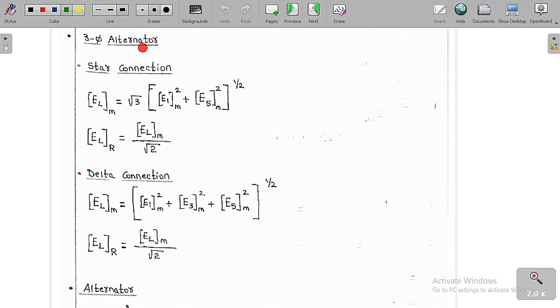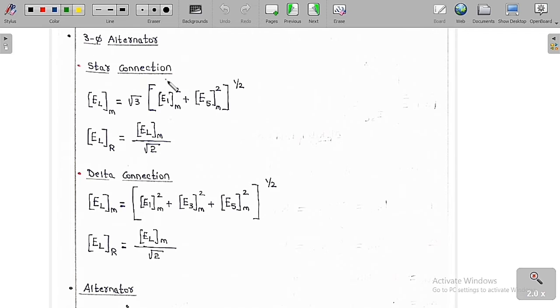So now we will discuss another concept, which is the three-phase alternator. In a three-phase alternator, for star connection, I have already told you the line voltage is equal to root 3 times the phase voltage. Phase voltage is under root of E1 square plus E2 square. So if you want the maximum value, just take the maximum values of each and everything.